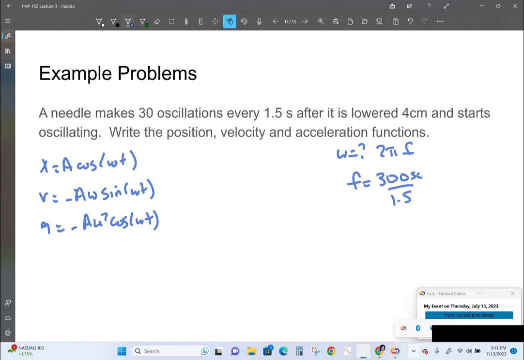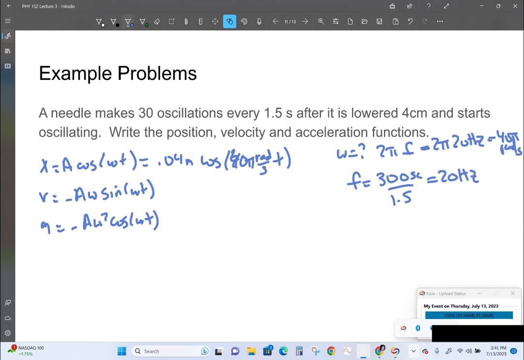Which is going to be 20 hertz. And so this is going to be 2 pi times 20 hertz, which is going to be 40 pi radians per second. So this is going to be 4 centimeters or 0.04 meters times the cosine of 40 pi radians per second, t.